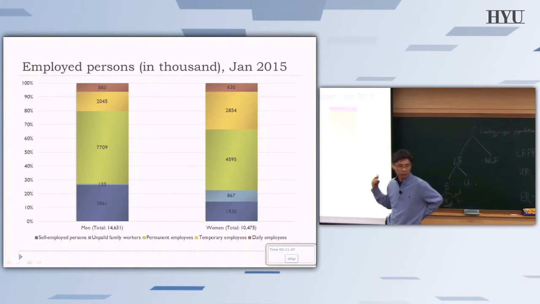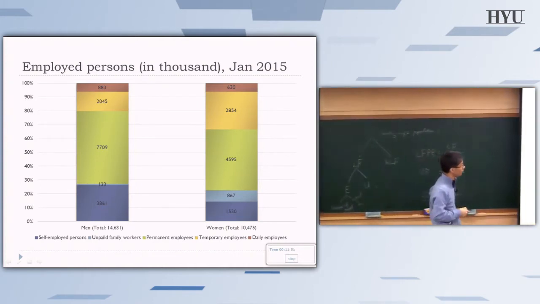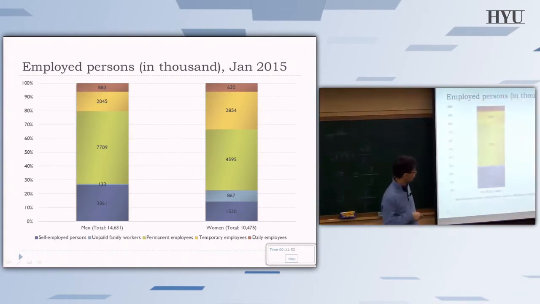But anyway, it's a fact that Korean women are more likely to be in the temporary or daily employee group, more than 30%. About one third of employed women are temporary employees or daily employees.